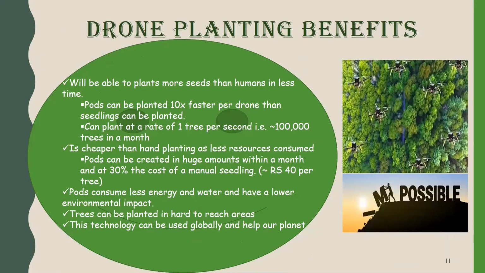Now, what are the benefits of drone planting? I think some of the benefits you would already know: it's fast, and the accuracy is nice. And the first point also covers that we will be able to plant more seeds than humans in less time. Pods are planted 10 times faster per drone than seedlings can be planted. It can plant at a rate of 1 tree per second, which is around 100,000 trees in a month, which is very much. And then it's cheaper than hand planting as fewer resources are consumed.